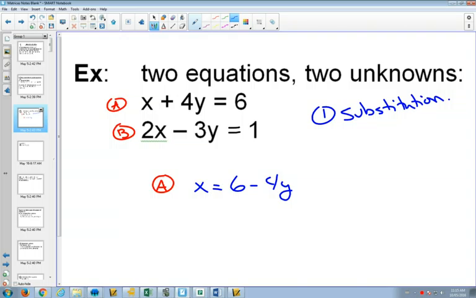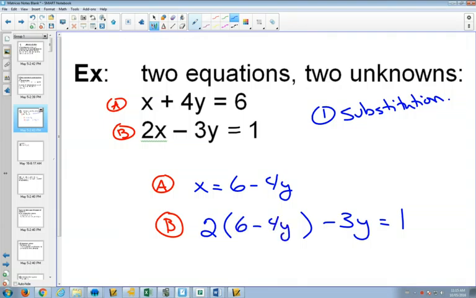The substitution technique says then go to your other equation. So now we're going to go to equation B, and wherever there is an x, I'm going to write 6 minus 4y instead. So it was 2x minus 3y. Now I'm going to write 2, and instead of x, I'm going to substitute in 6 minus 4y.